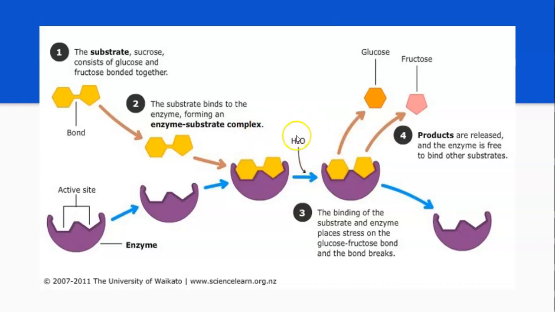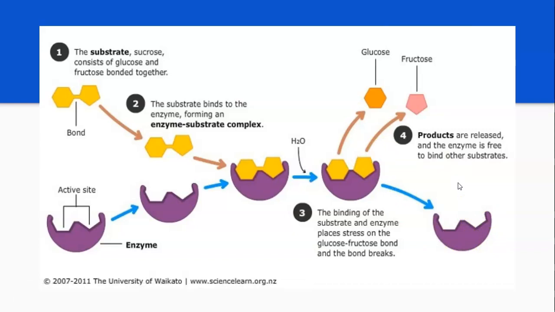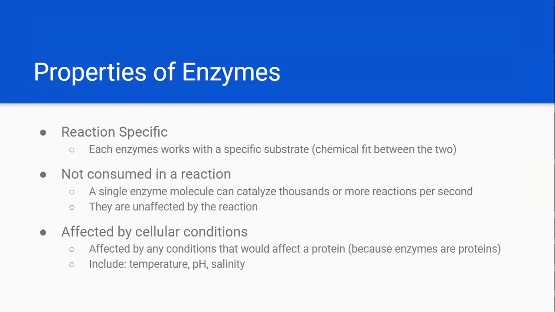So hydrolysis, if we remember, hydrolysis means to break with water. And then voila, we have glucose and fructose. They get released from the enzyme, and now the enzyme itself can go off and do the same thing again to another sucrose molecule. So this would be an example where the enzyme would be called sucrase. Enzymes usually end in ase. Okay. They are, again, very specific.